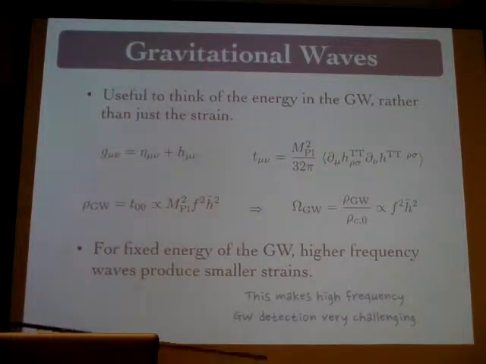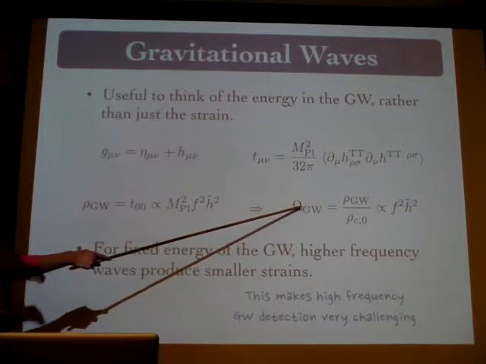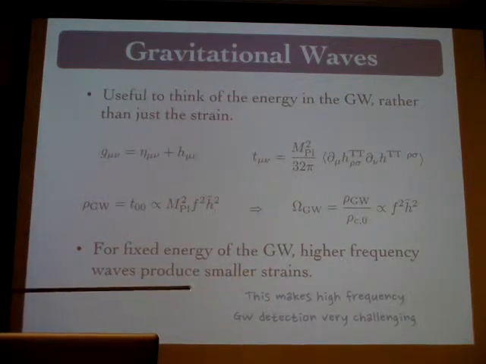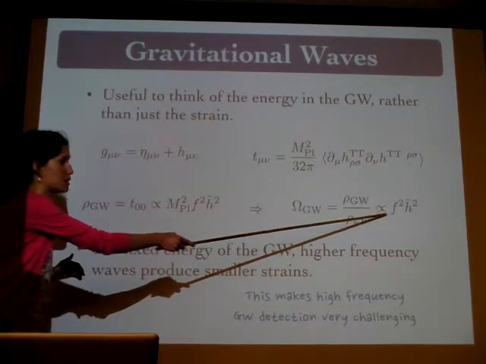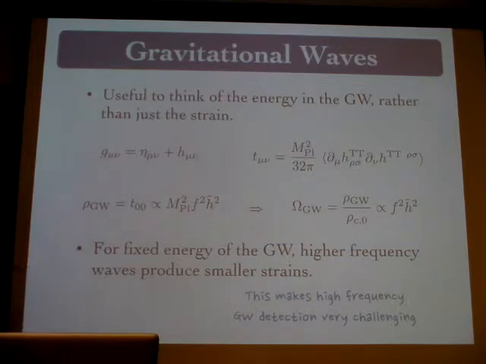However, it's worth noticing that for a given energy density in gravitational waves, waves with higher frequency will produce smaller strains. And this is the reason why it is so hard experimentally to build competitive detectors at very high frequencies. Because for a given energy density, you need to be sensitive to smaller strains. I'll mention this later again.